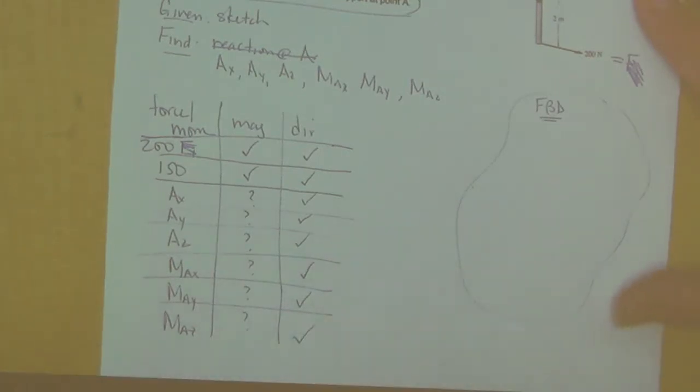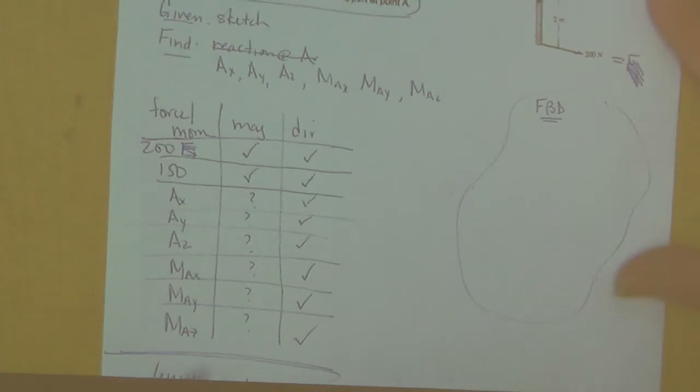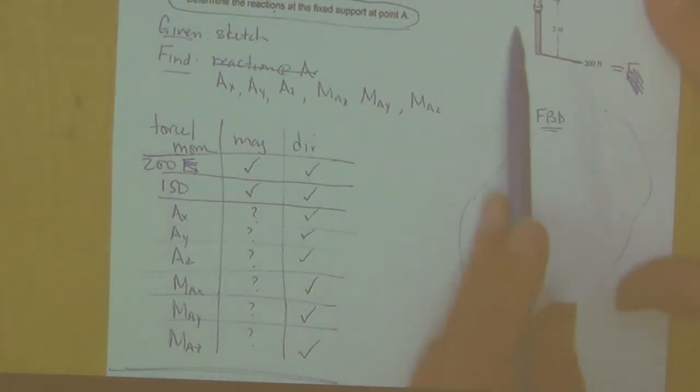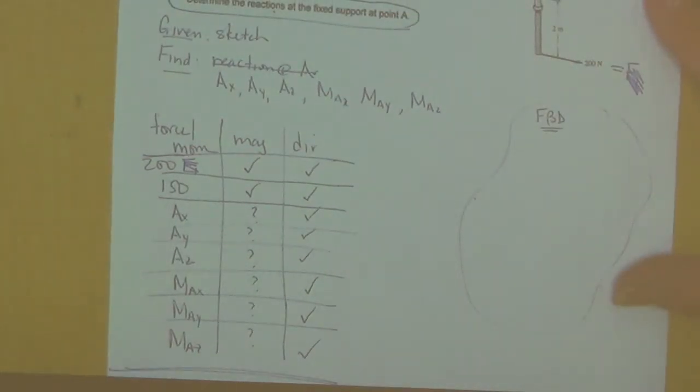Hey Daniel, I know you just walked in, but I know you can determine. Tell me how many unknowns there are? 6 unknowns. So how many equations do I need? And is it a 2D or 3D body? 3D. So how many equations can I get from a 3D body?